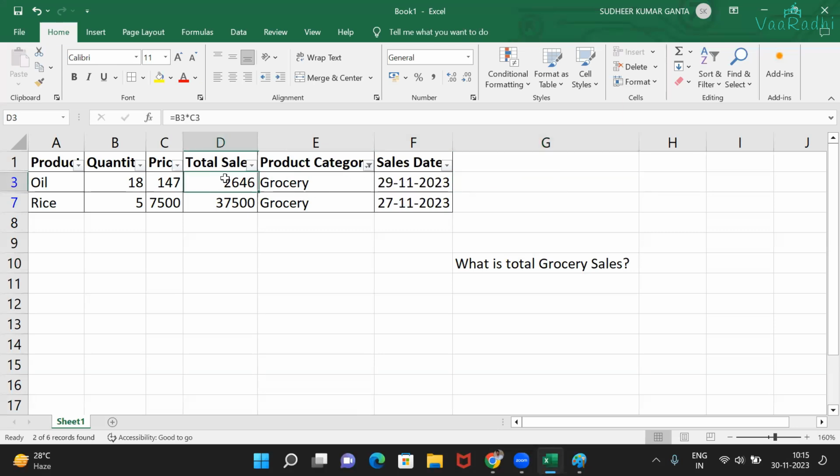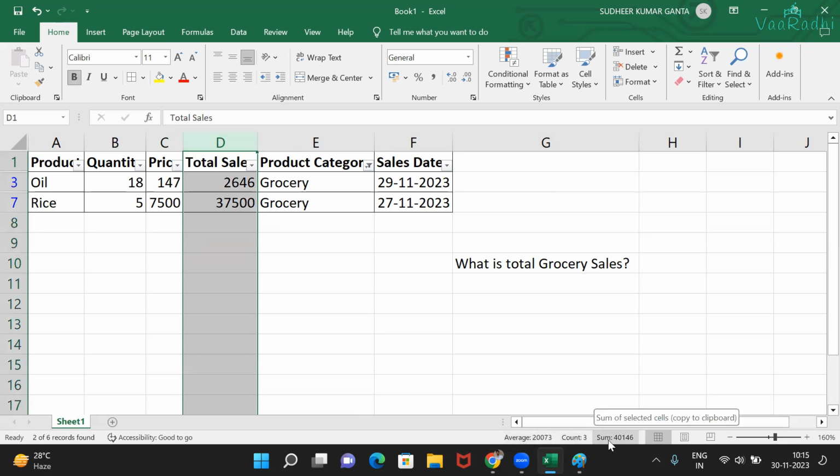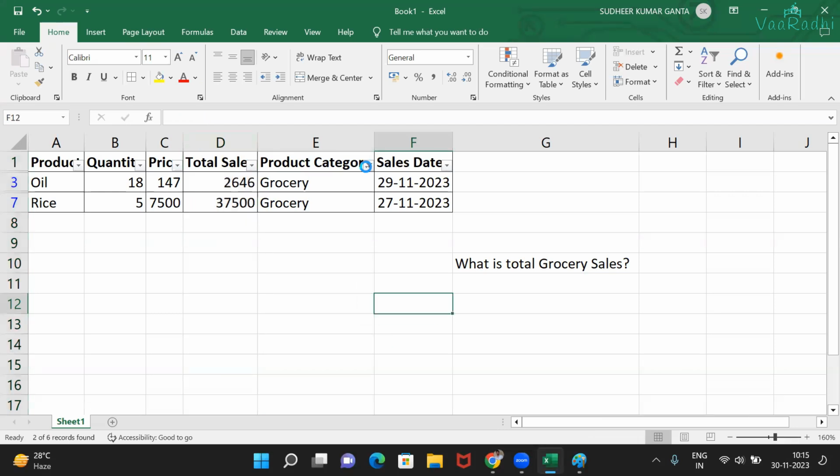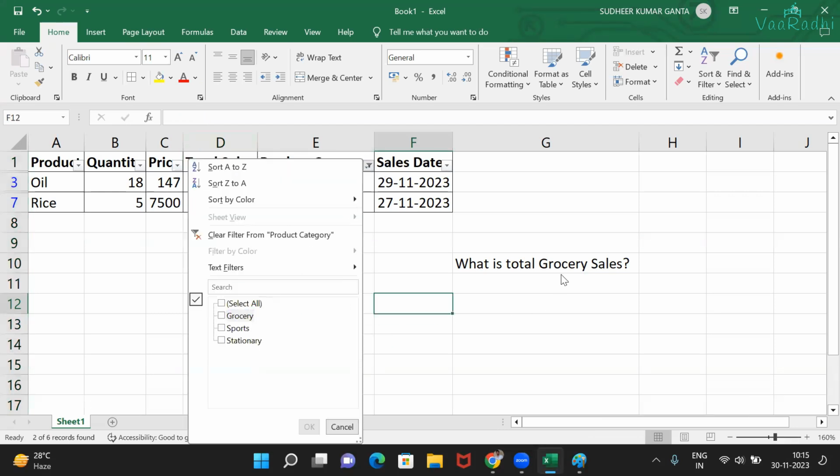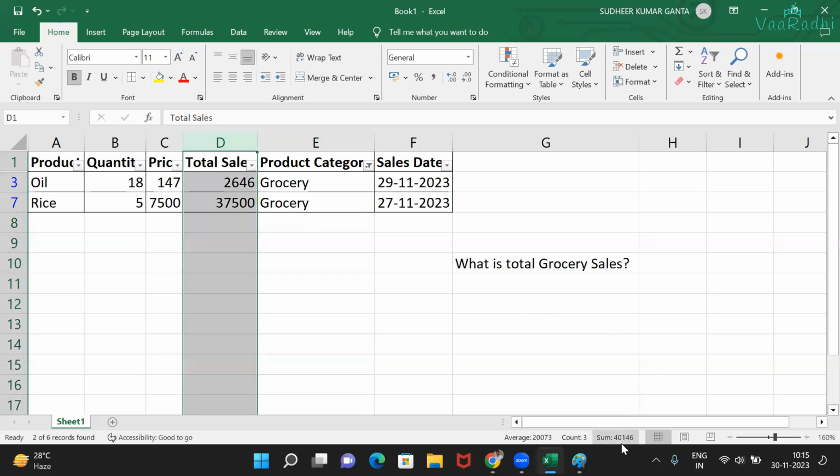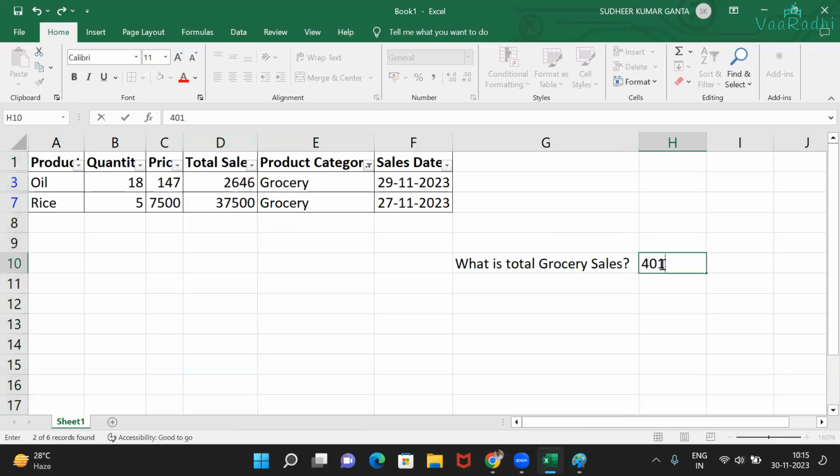Clear? Now you can simply select these two and you can see 40,146. If you select only the total sales column, then automatically Excel is going to provide you sum and average. See, what is the total sum here, guys? Able to see the total sum here? 40,146 is the total sum. Perfect.